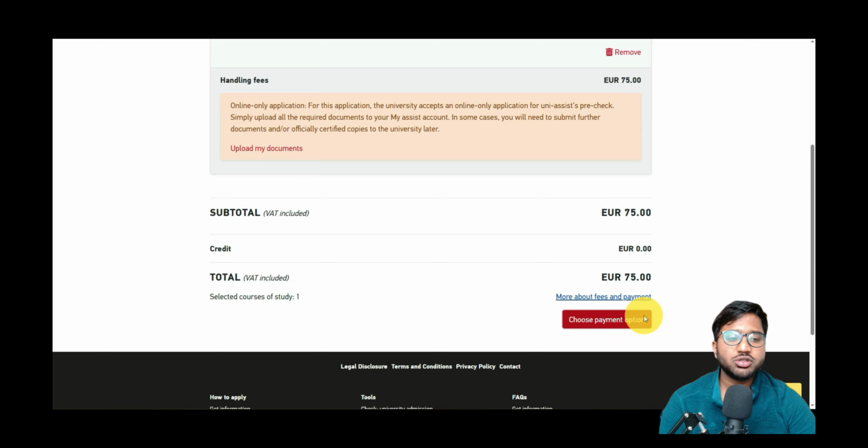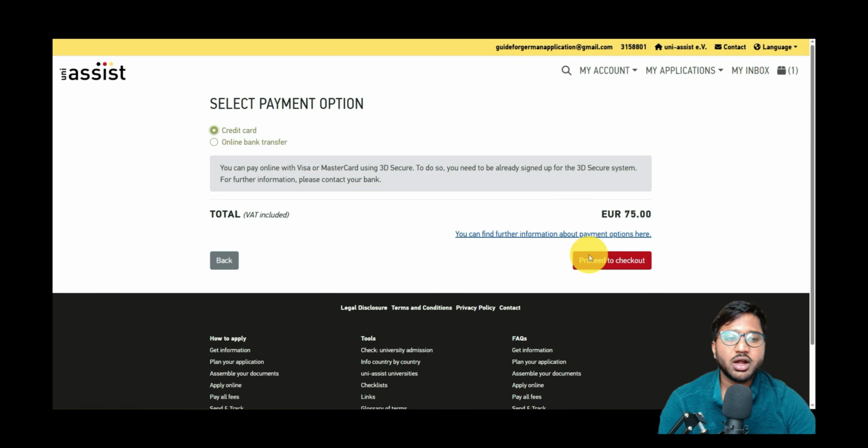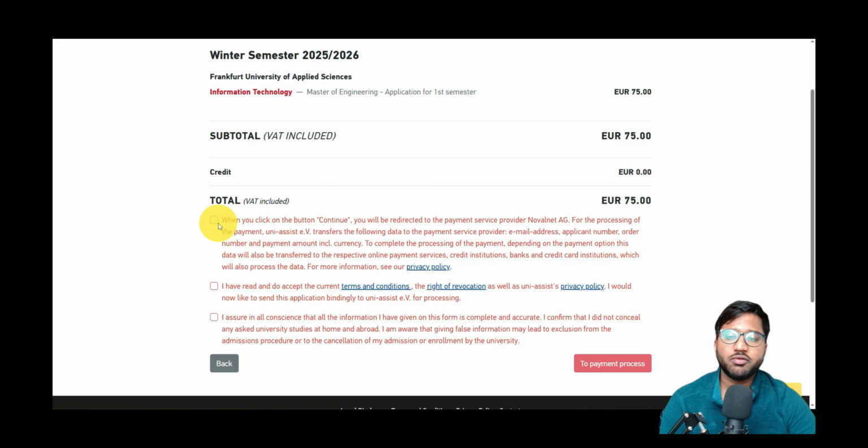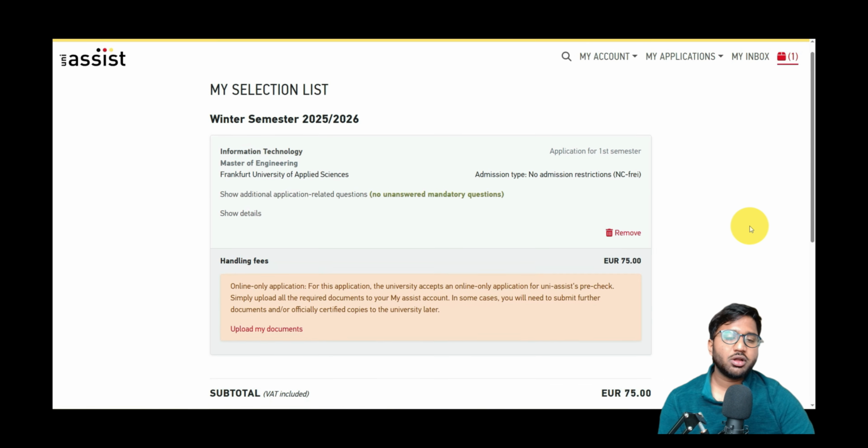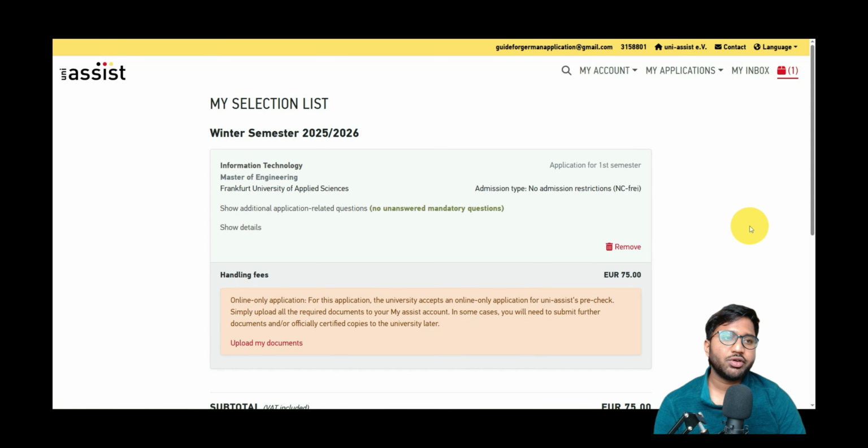Okay, then you can click on choose payment option, then click on credit card, then proceed to checkout. Then you can fill in, tick mark everything, then you can start the payment process. Okay, this is what I wanted to talk to you about for this particular college for winter semester 2025-2026.